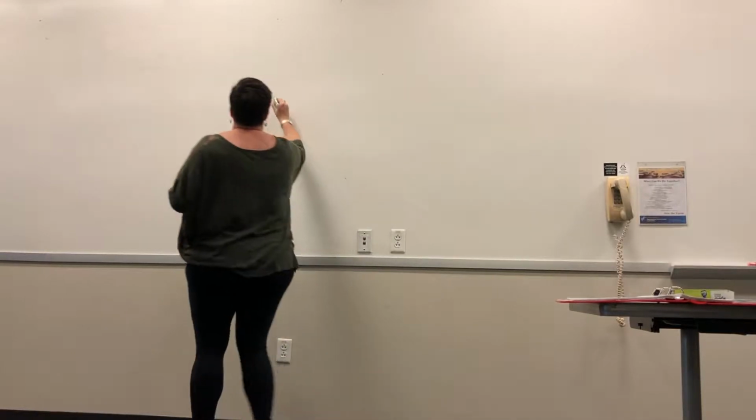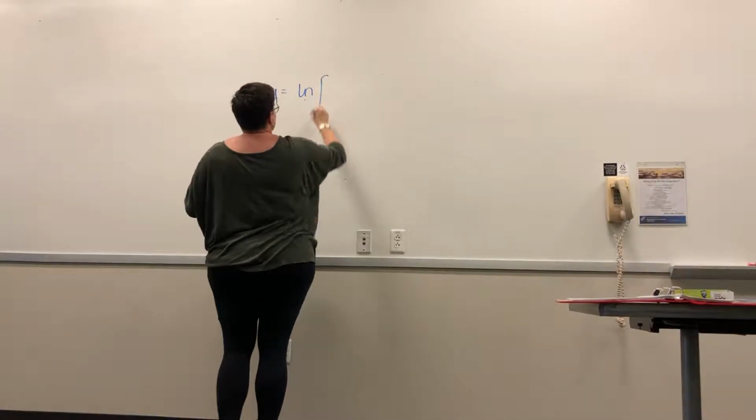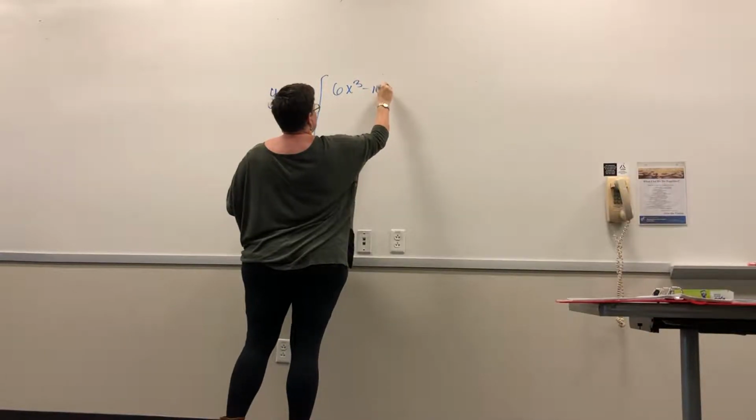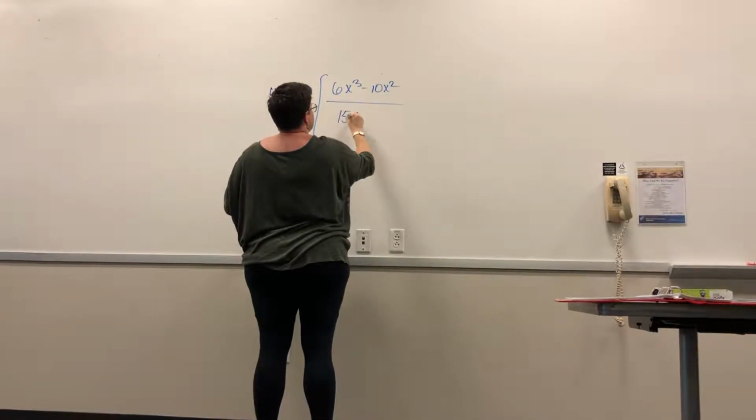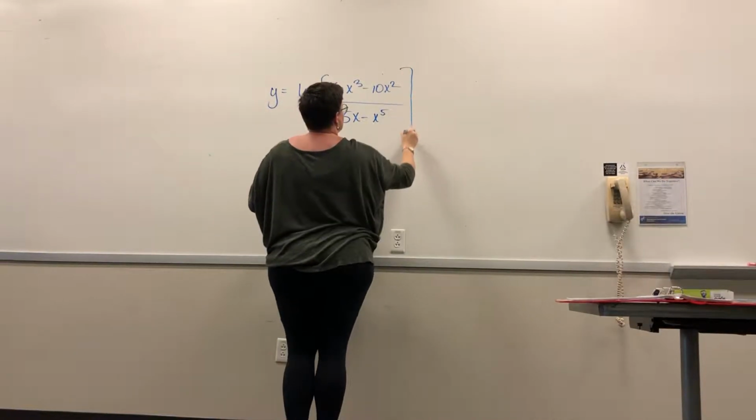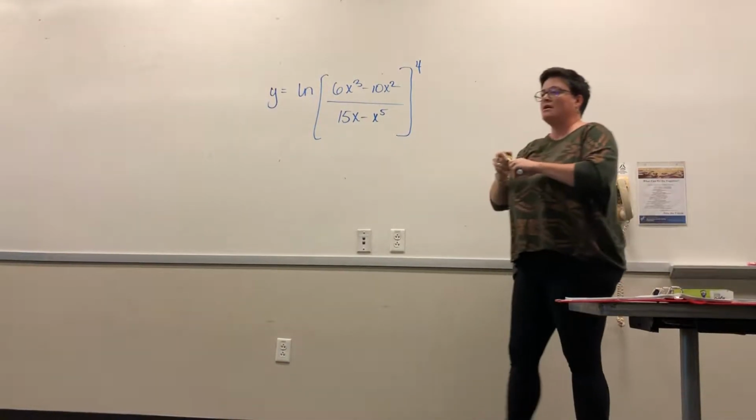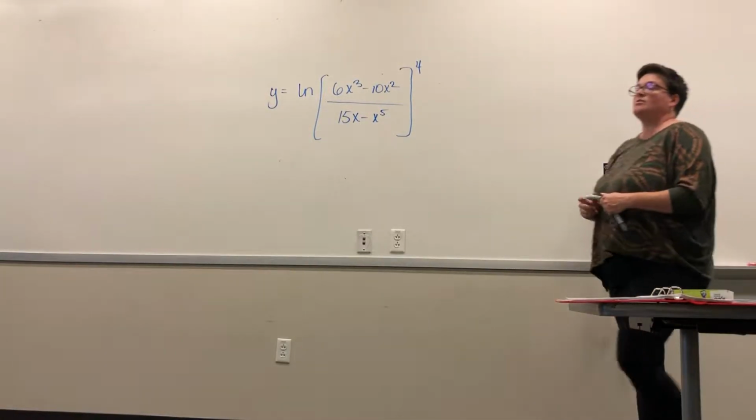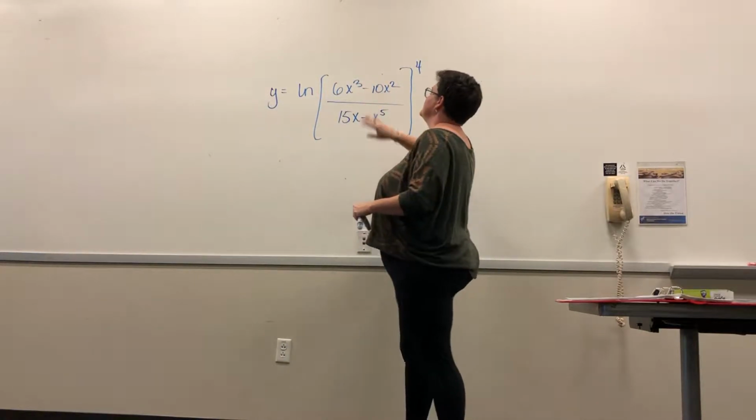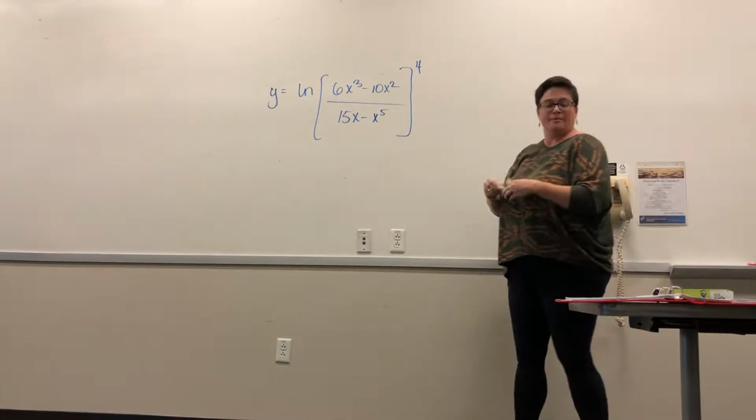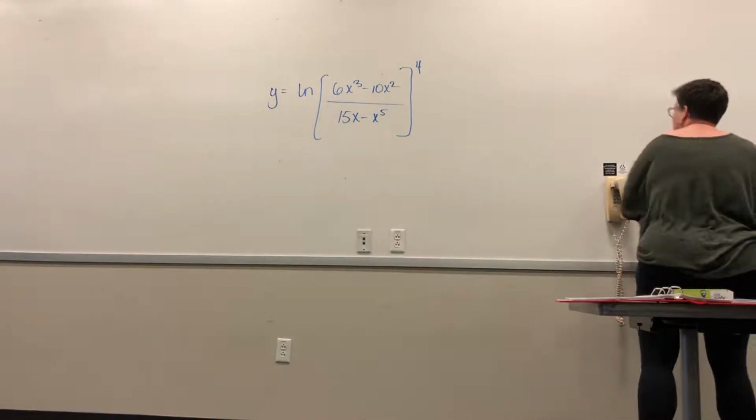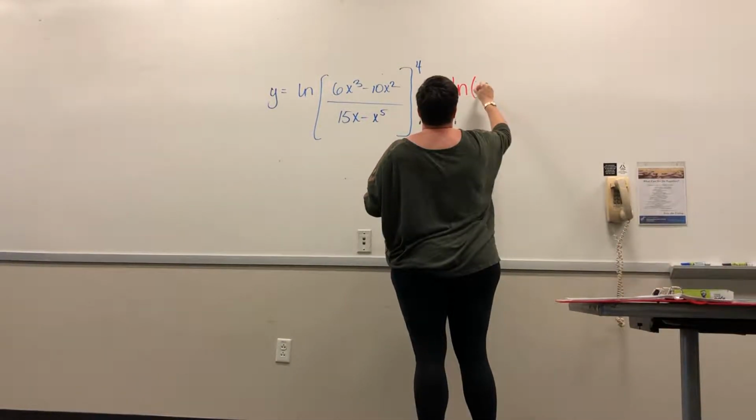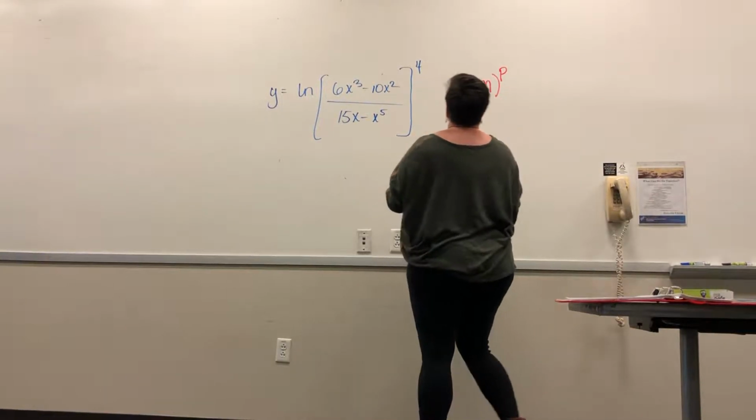For example, if I give you a function that looks like this, y equals the natural log of 6x cubed minus 10x squared over 15x minus x to the 5th, and this is all to the 4th power, you wouldn't want to take that derivative, would you? Nope. But guess what? You can. We're going to start with the outermost layer. Don't look at the log now, look at this. This is a what? Power. We have a shortcut for the natural log of some function to a power.